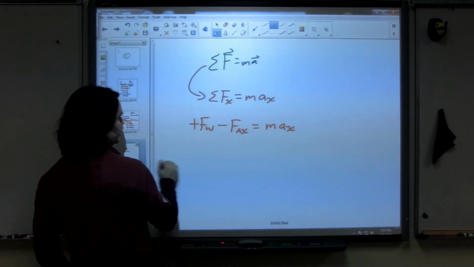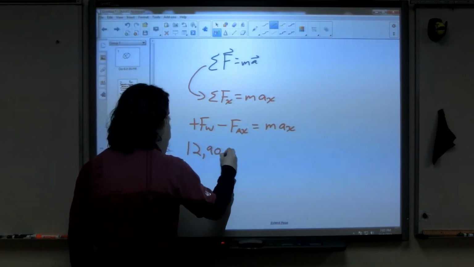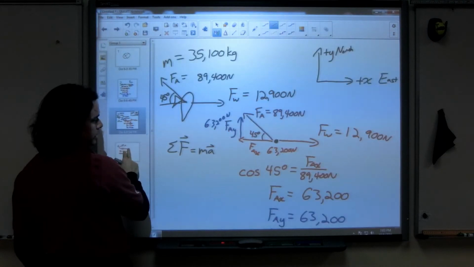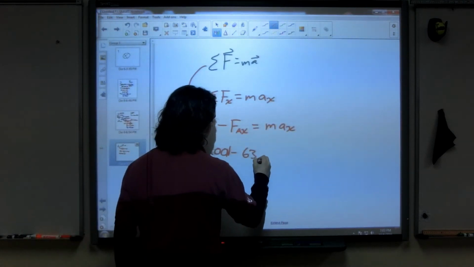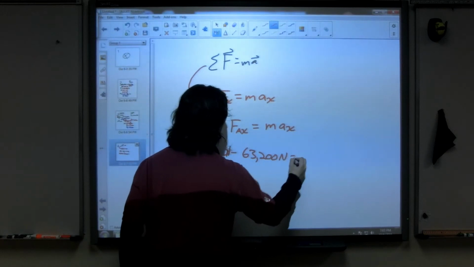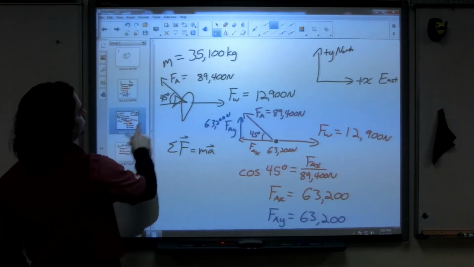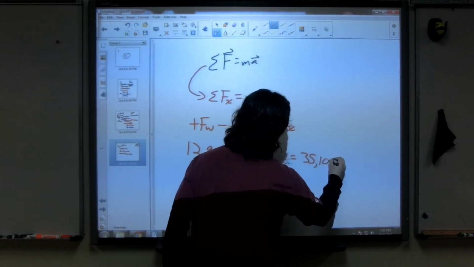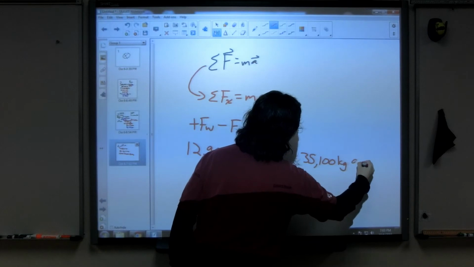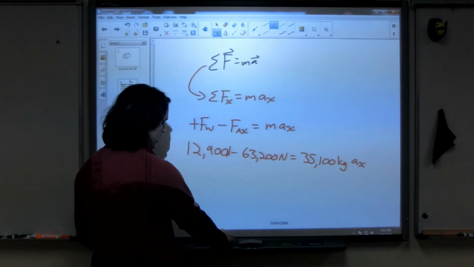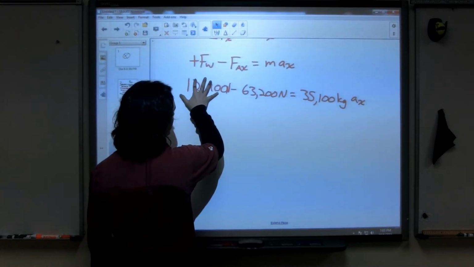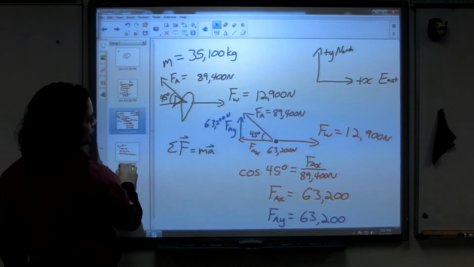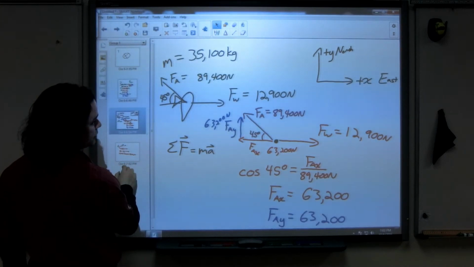We had 12,900 newtons minus 63,200, I believe. Yep. 63,200 newtons equals my mass, which we said was 35,100 kilograms, times my acceleration in the x. I'm going to go through and do some of the math here. I'm going to take this minus that guy. 12,900 minus 63,200.